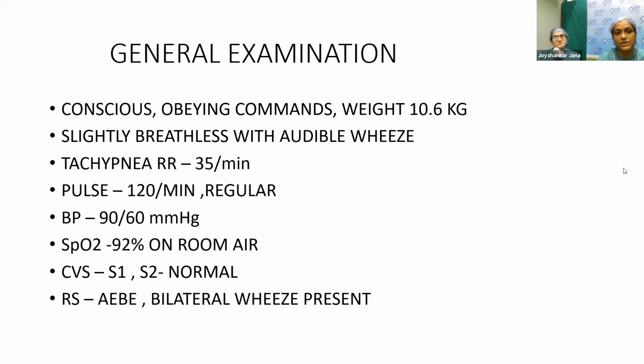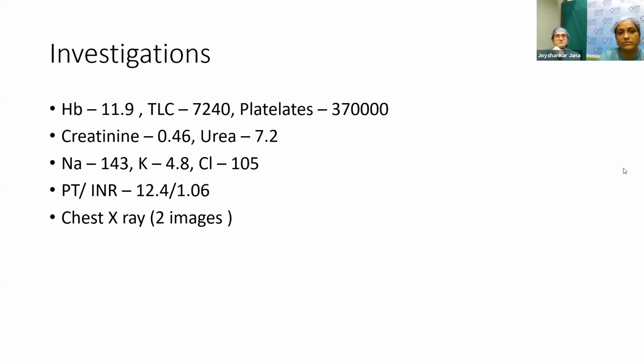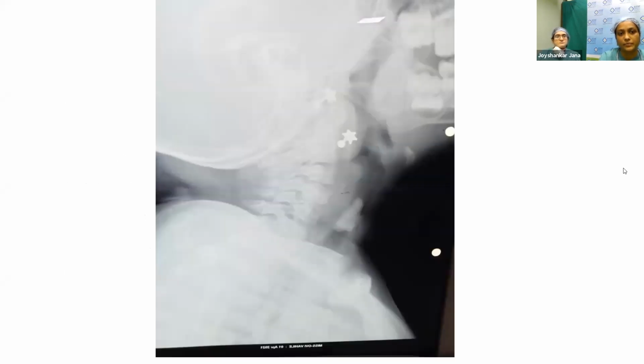On general examination, the child was conscious and obeying commands. Her weight was 10.6 kg. She was slightly breathless with audible wheeze, and she was having tachypnea with a respiratory rate of 35 per minute. Her pulse was regular, 120 per minute, and blood pressure was 90 by 60 millimeters of mercury. Her saturation on room air was 92%. Cardiac sounds were normal, and on respiratory system examination, air entry was bilaterally equal, but she had bilateral wheeze. Her routine blood investigations were within normal limits.